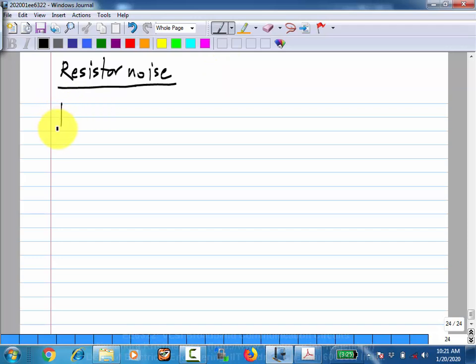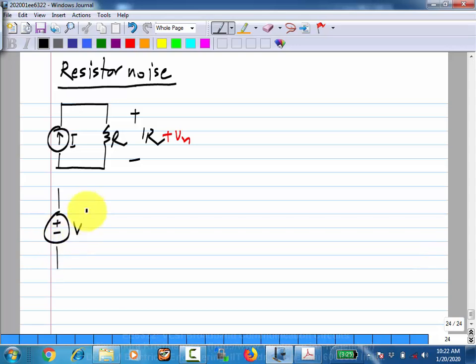Now I think we already discussed this. If you pass a current I through a resistor R, the voltage is supposed to be I times R, but in reality it will have plus some noise voltage. Or it may be easier to imagine this if you apply some voltage across a resistor R. It's supposed to have a current V by R, and in addition it will have a noise current.